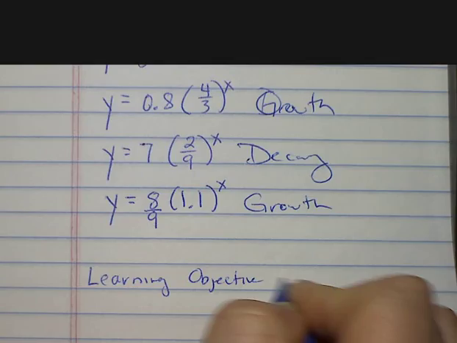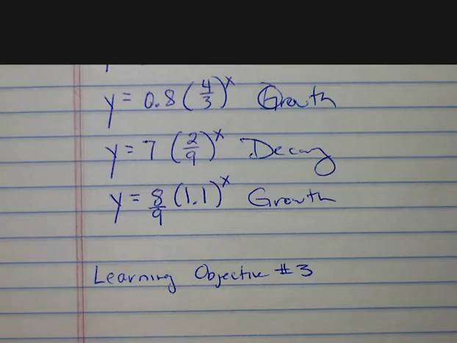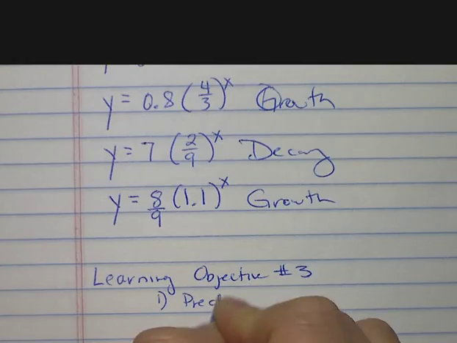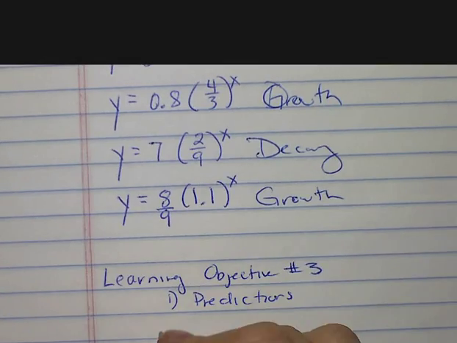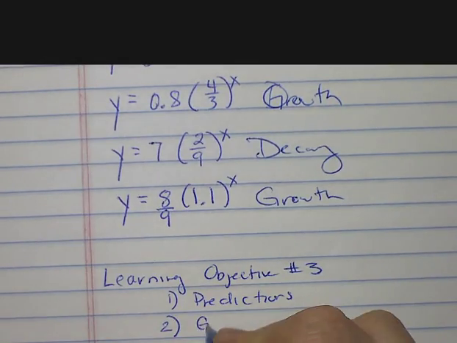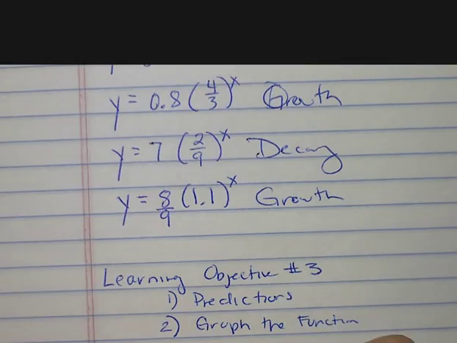So your last learning objective involves 2 things. One is they want you to be able to make predictions of translated exponential functions, graph them, and then analyze the graph. So there's 3 things. They want you to make predictions based on your prior knowledge of translations, and then they want you to graph the function, and then we're going to begin analyzing it. So end behavior, asymptotes, things that you have learned.